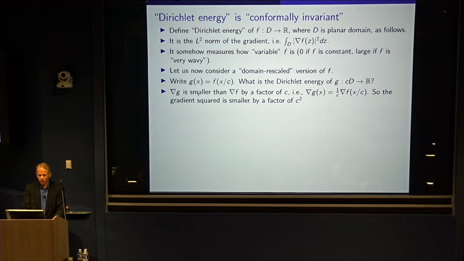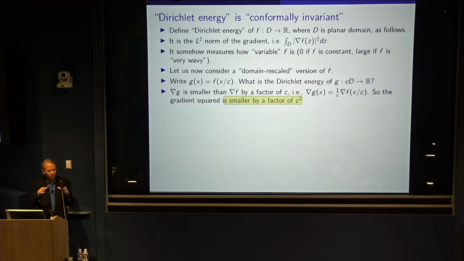And you'll notice something. The gradient of g, the steepness of this stretched out function, is smaller by a factor of c. I've stretched everything out, but I haven't adjusted the height. I've just stretched the horizontal things, and so everything becomes less steep by a factor of c. So the square of the gradient is going to be smaller by a factor of c squared.